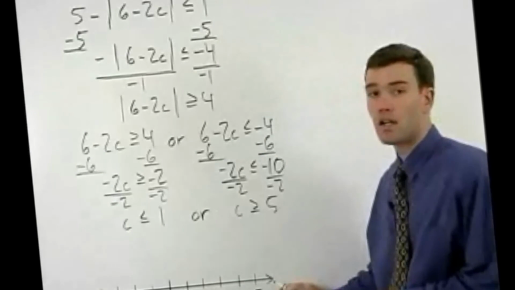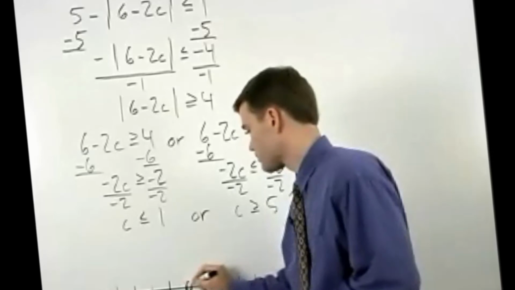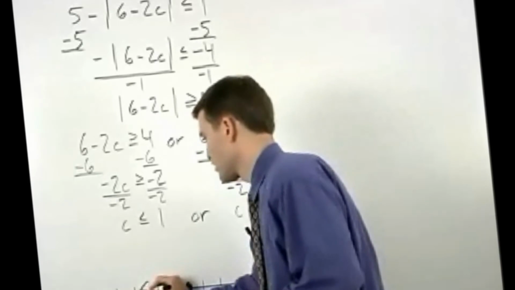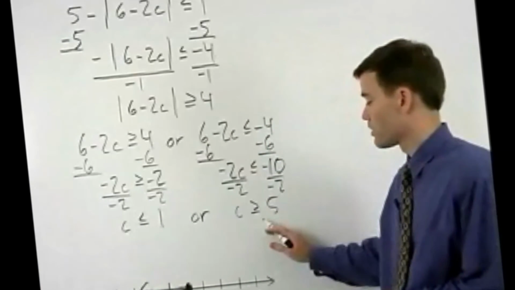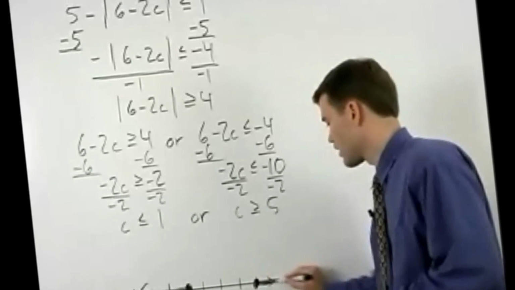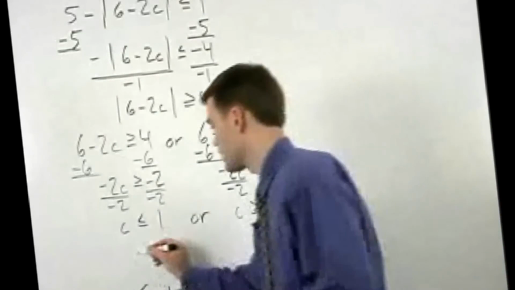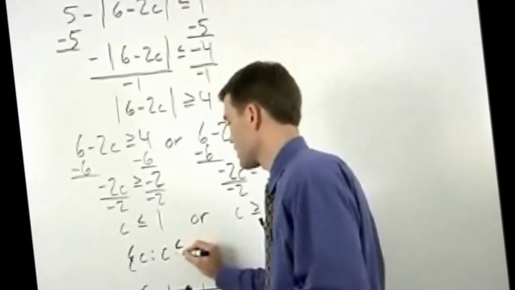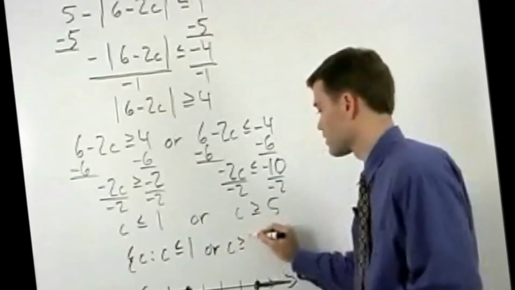And on a number line, we would have a closed dot at 1 and an arrow going to the left for c is less than or equal to 1. And for c is greater than or equal to 5, we would have a closed dot at 5 and an arrow going to the right. So our final answer is the set of all c's such that c is less than or equal to 1 or c is greater than or equal to 5.